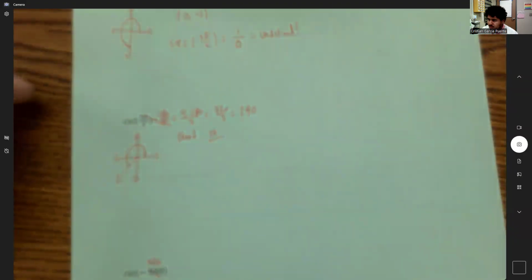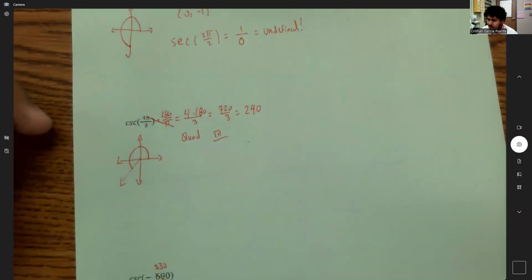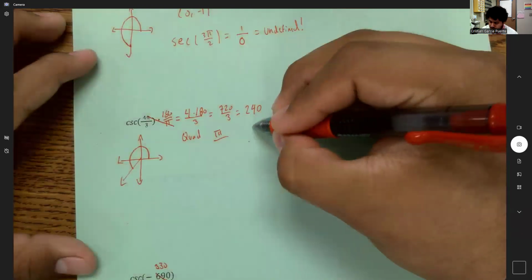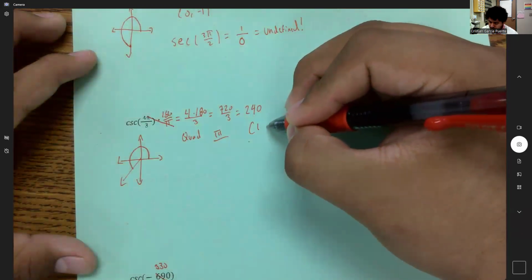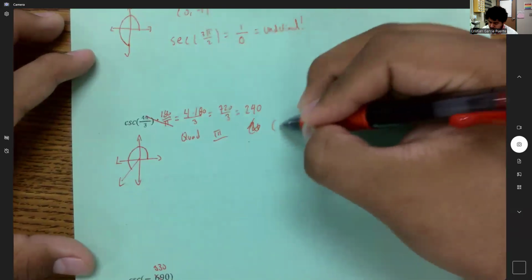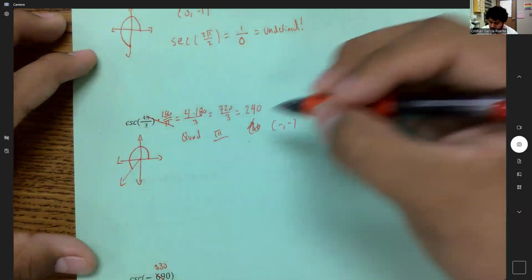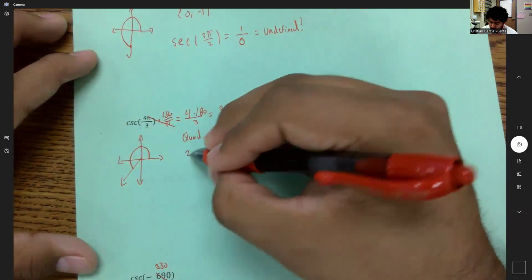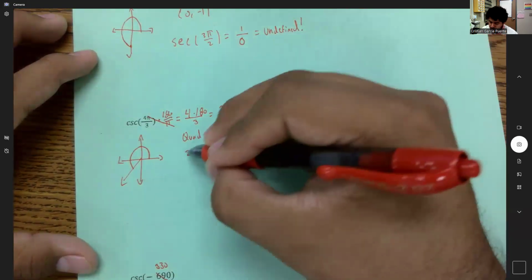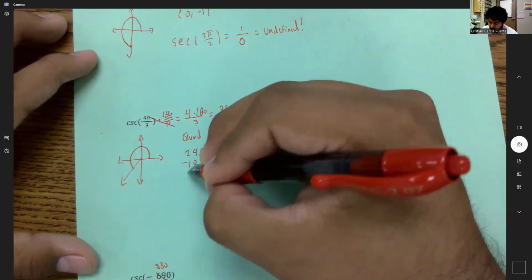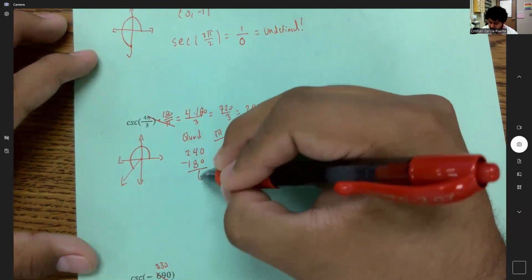So in quad 3, what are our signs? I messed up, it's minus minus. Now, to find our reference angle in quad 3, we have to subtract 180. That's a shortcut. So 240 minus 180, that's just going to equal 60 degrees.